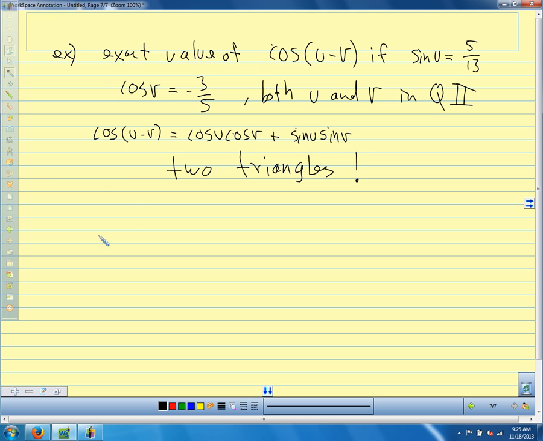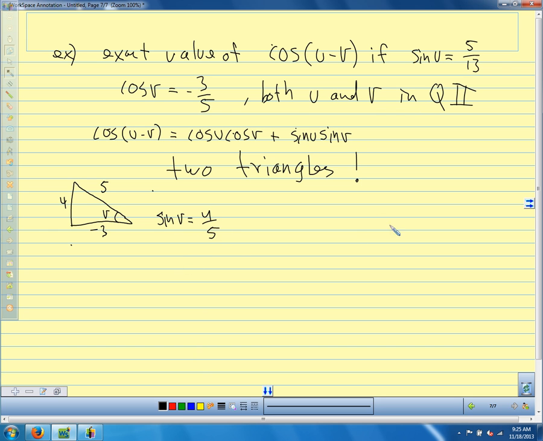So let's draw a triangle here and I already made a mistake. We're in quadrant 2, so I'm drawing my triangle this way. So my x coordinate is going to be negative. So here's my triangle for angle V. Cosine V is -3/5. So the adjacent is -3 and the hypotenuse is 5. So what's my missing side here? 4. They gave us nice numbers. So sine V is 4/5.